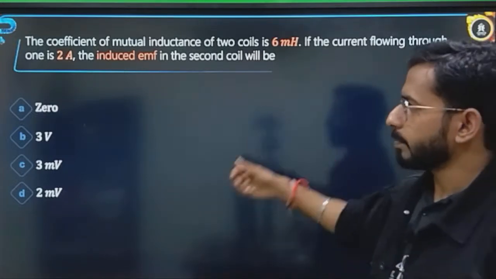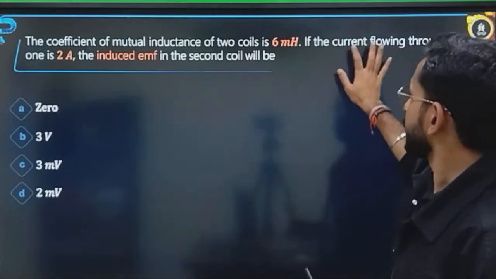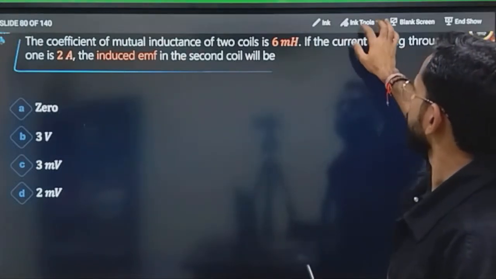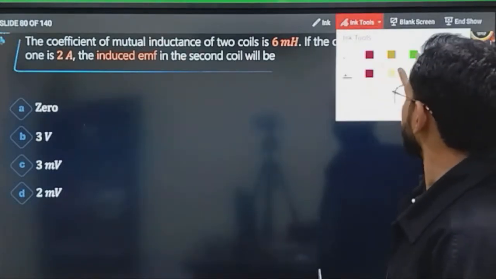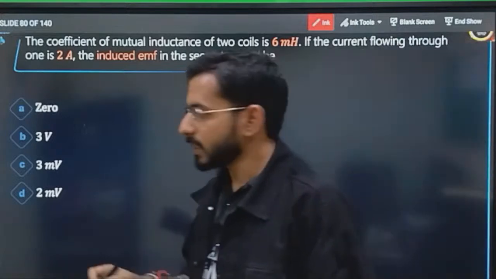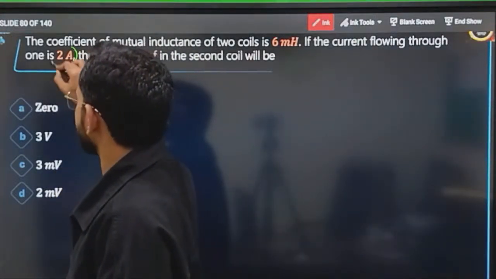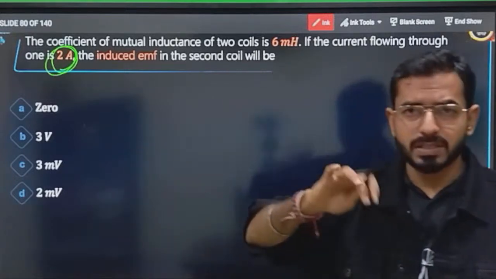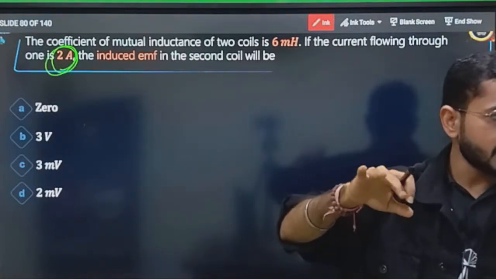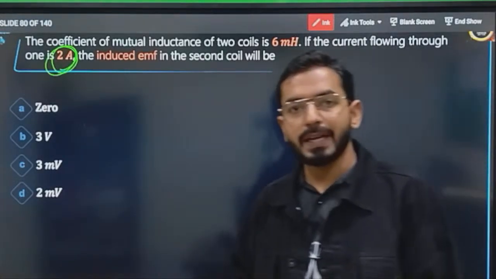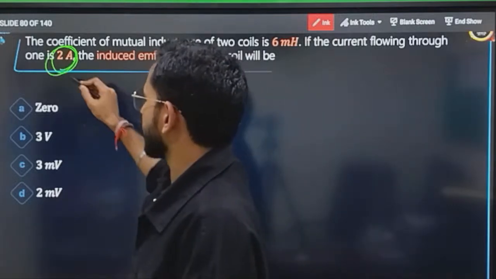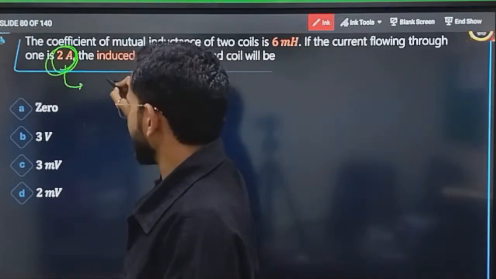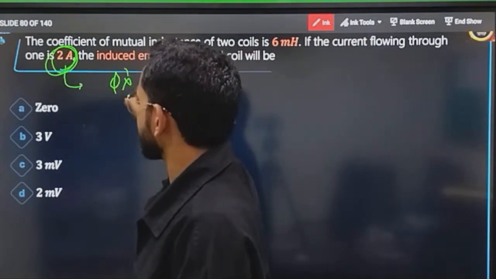See here what trick they have played. What information have they given you about the current? Very smartly they have given you the idea about the current, that it is flowing at 2 ampere. Is 2 ampere a changing current or a constant current? What can you say about this current? I can say simply it is a constant current. If it is a constant current, that means there is no change. That means I can say there is no change in flux also.